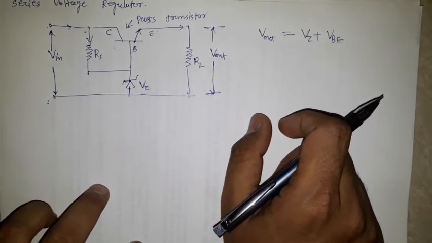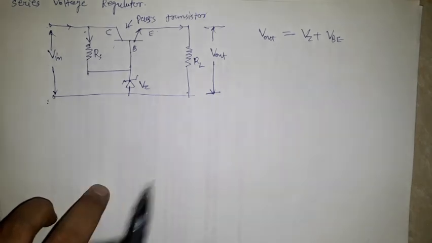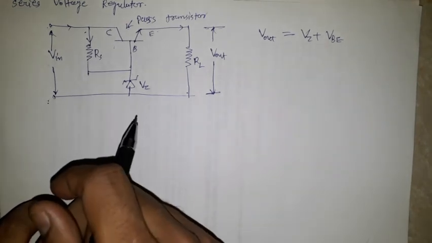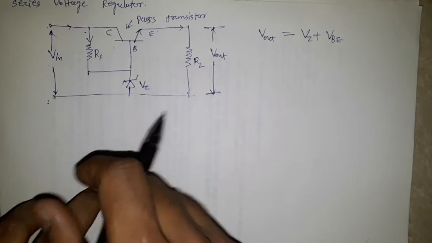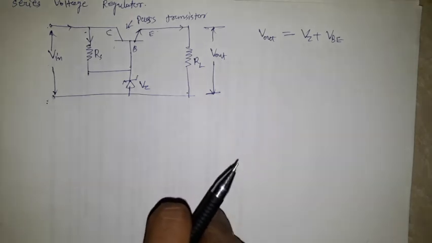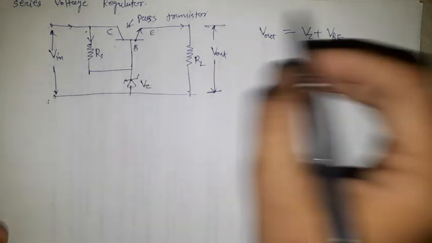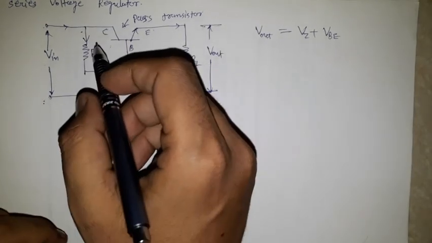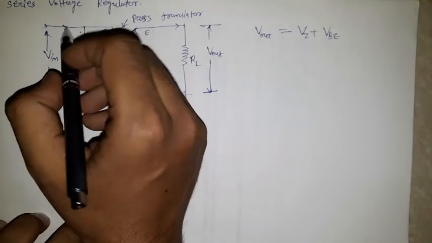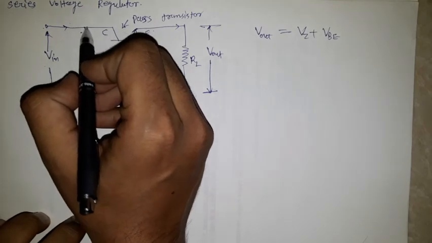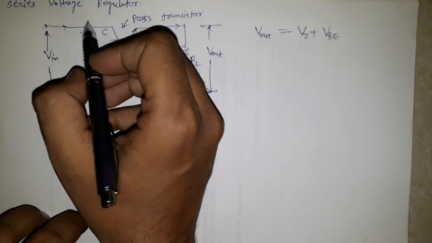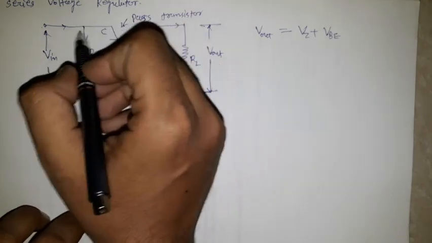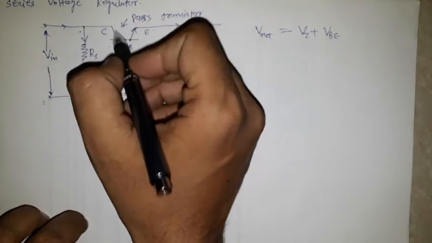A series regulator is more efficient than a shunt voltage regulator because we have replaced the series resistor by the pass transistor. See, in a shunt regulator we have seen that there was a large resistance in series. Okay, but here we have replaced this resistance by this transistor.